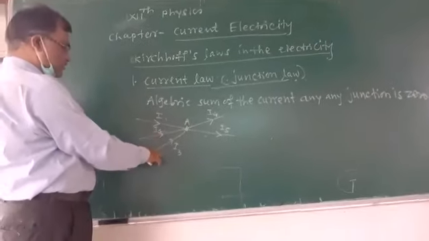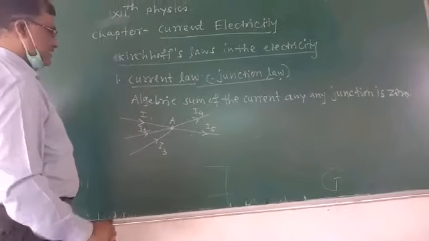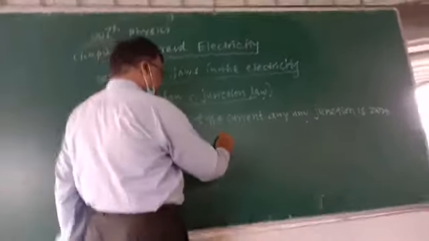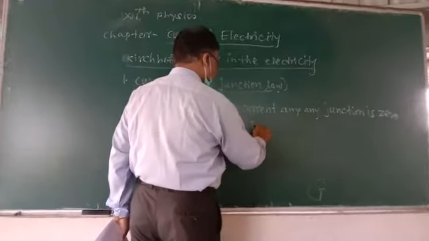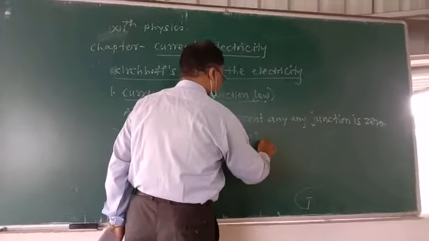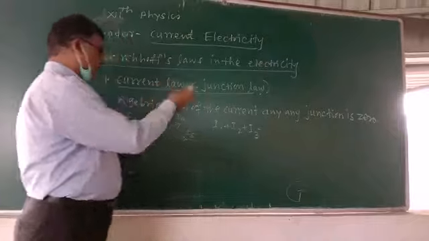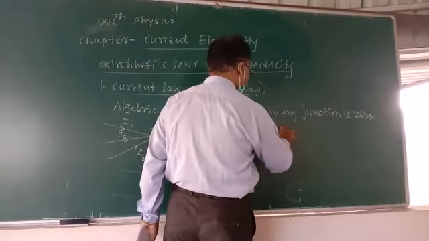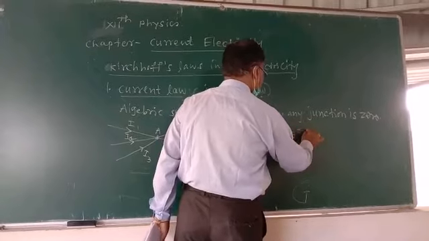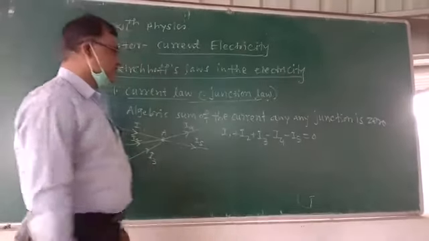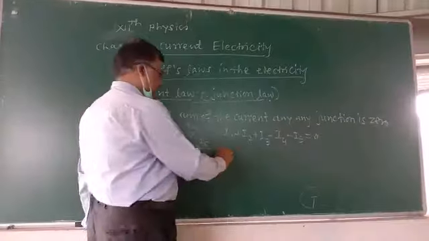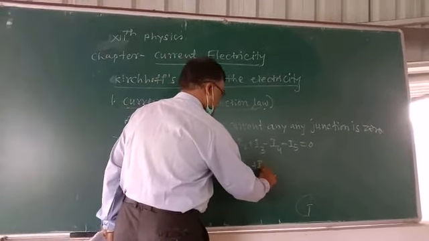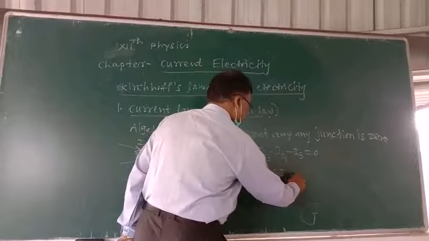The currents flowing towards the junction are positive, that is I1 plus I2 plus I3, and the currents flowing away from the junction are negative, that is minus I4 minus I5, and that is equal to 0. That is, I1 plus I2 plus I3 is equal to I4 plus I5.